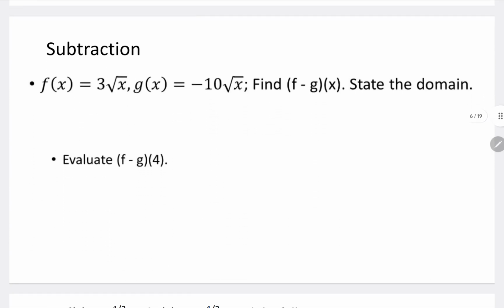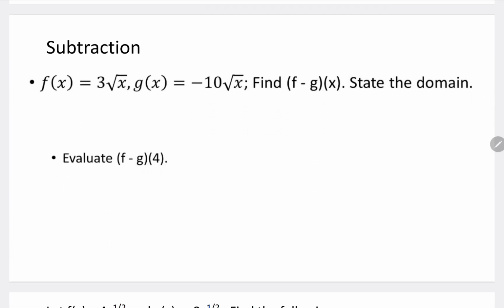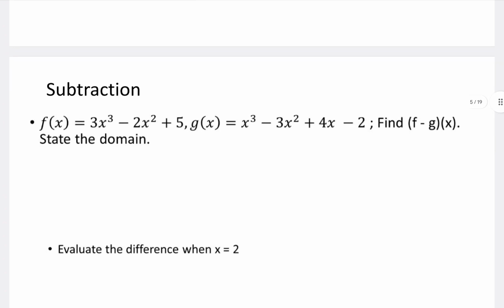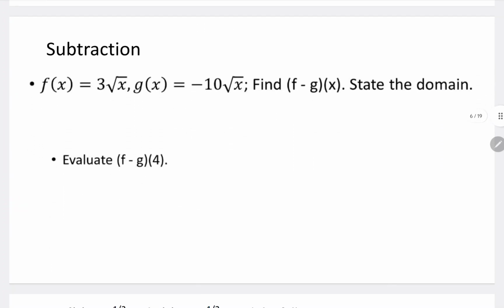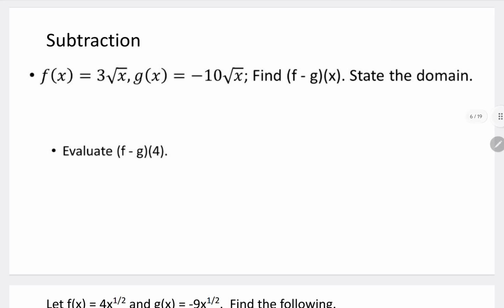Let's try another subtraction one. Again, we have radicals here. Oh, and I forgot to mention on this one, but neither one of our functions has a quotient or an even root. So once again, our domain is all real numbers. But on this next example, we do have even roots. We have square root signs. So our domain is not going to be all real numbers on this one.